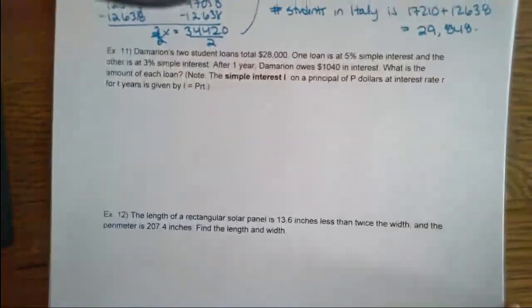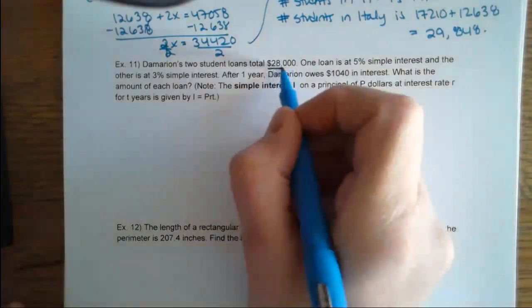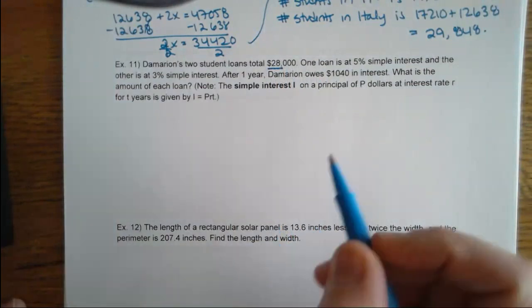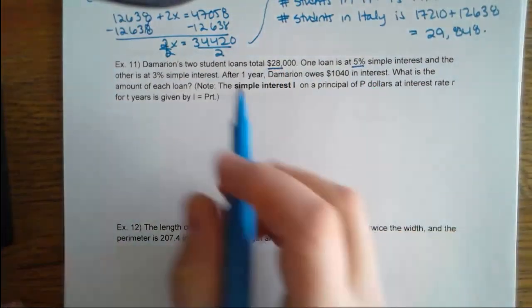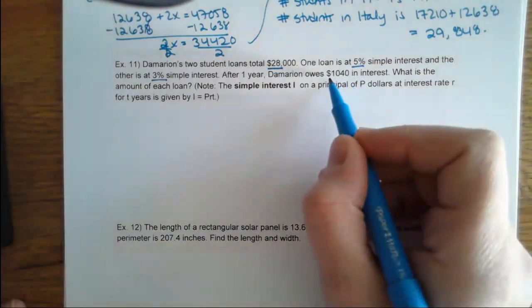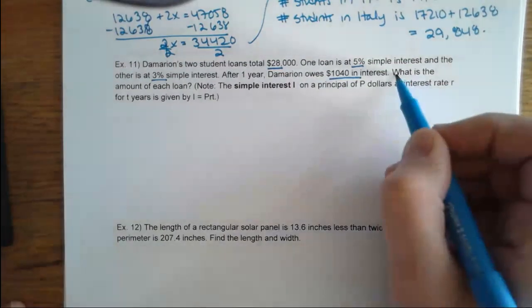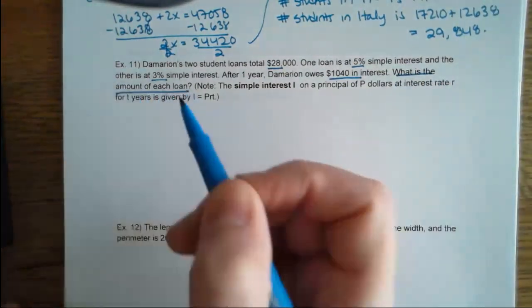In the next example, we're going to have two unknowns, and this one's going to be a little bit different. So here, Demarian has two student loans that total $28,000. One loan is 5% simple interest, and the other is 3% simple interest. After 1 year, Demarian owes $1,040 in interest. And I want to know, here's my question, what is the amount of each loan?